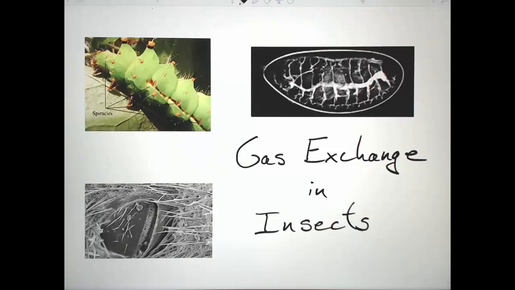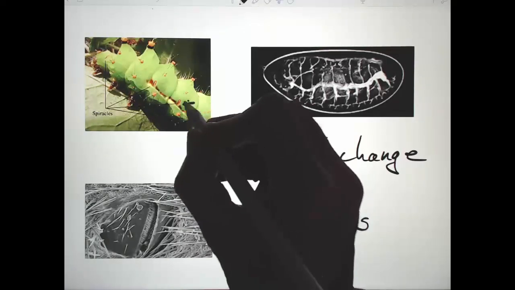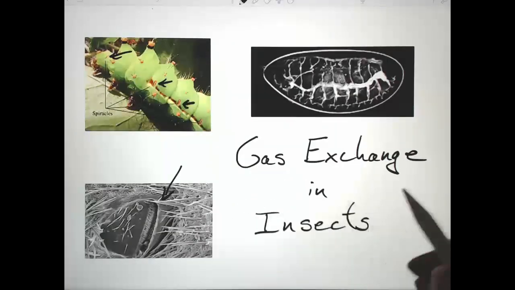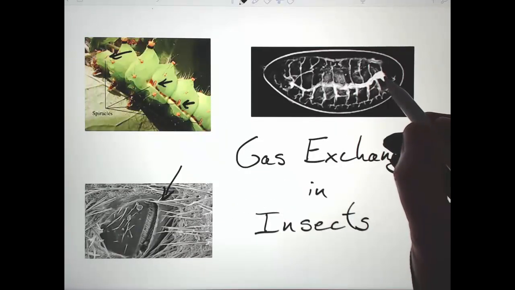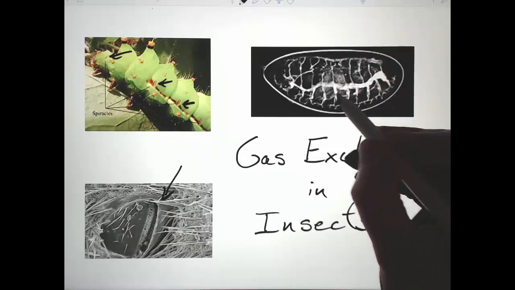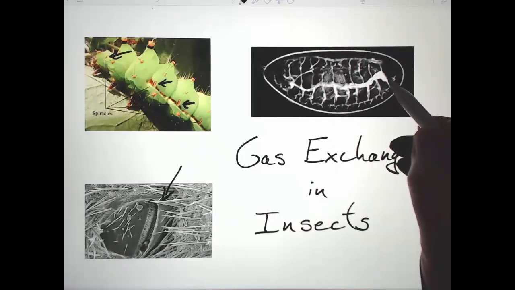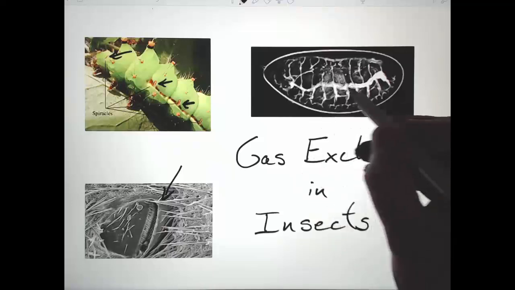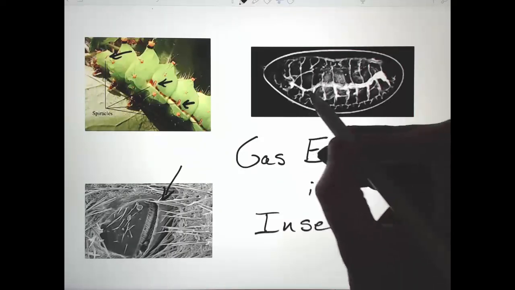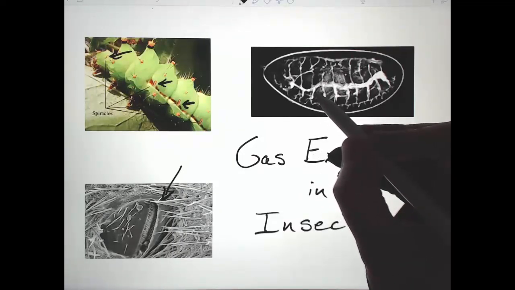Gas exchange in insects uses the tracheal system, which includes openings that open into an extensive network of air passageways inside the insect. Here is the developing tracheal system in a fruit fly larva. All of the white parts are the tracheal system. They would open via spiracles along the outside.